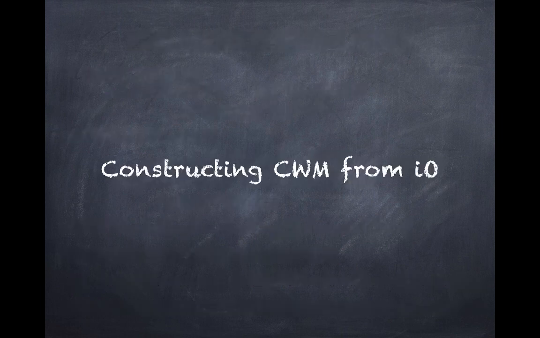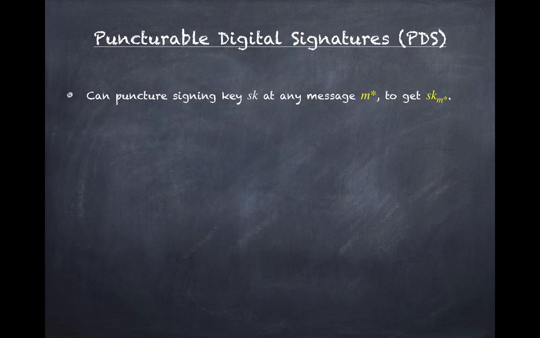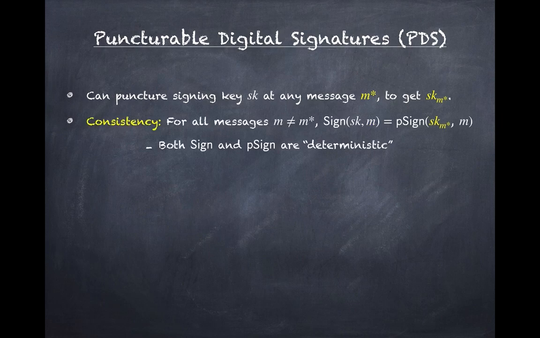And finally, as the last missing piece, we didn't show how to construct a compact witness map. So in this part, we show how to construct a CWM from indistinguishability obfuscation. But for that, I need to introduce punctured digital signature. So this is an augmentation to normal signatures in the following way: you can puncture the signing key at any message M star to get the punctured signing key.